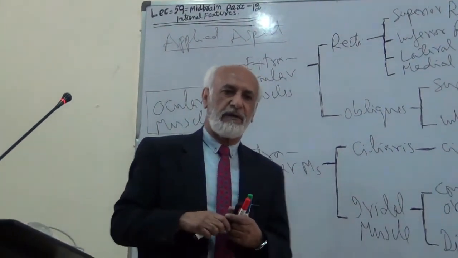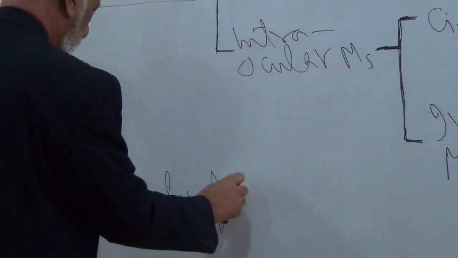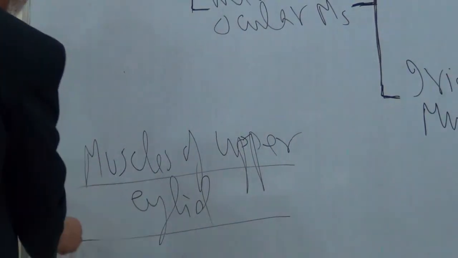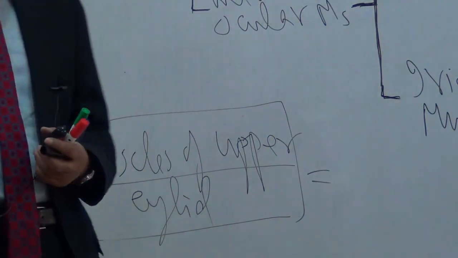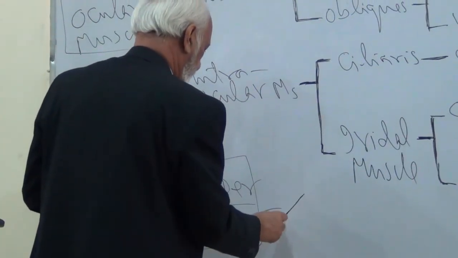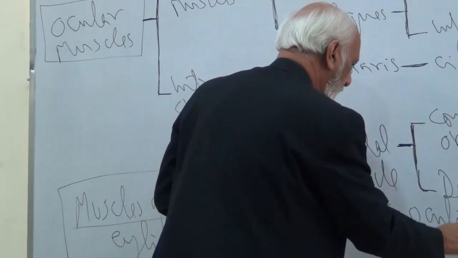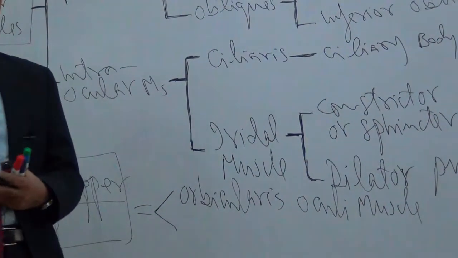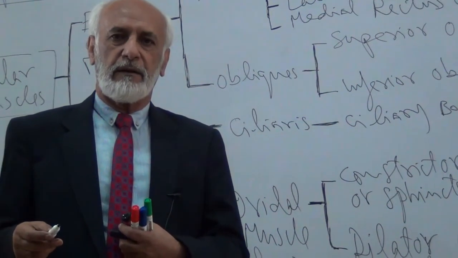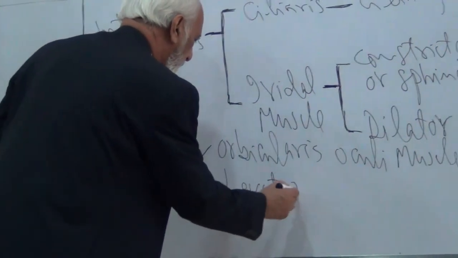Apart from this, muscle of the upper eyelid, in the upper eyelid there is orbicularis oculi muscle, which is one of the muscles of facial expression. And apart from the orbicularis oculi muscle, there is another muscle in the upper eyelid known as the levator palpebrae superioris muscle.